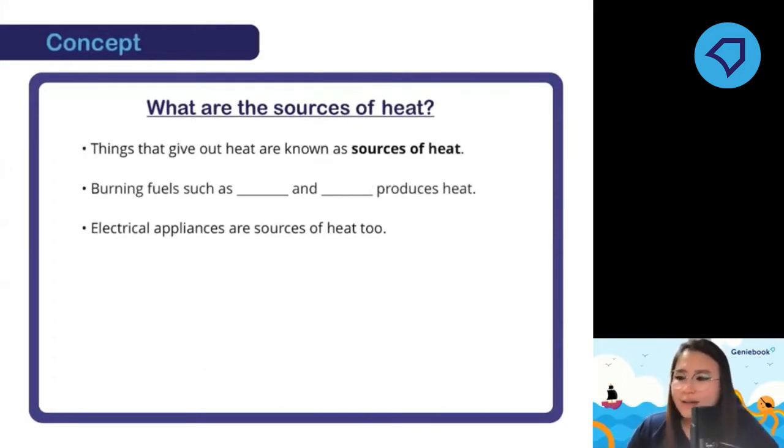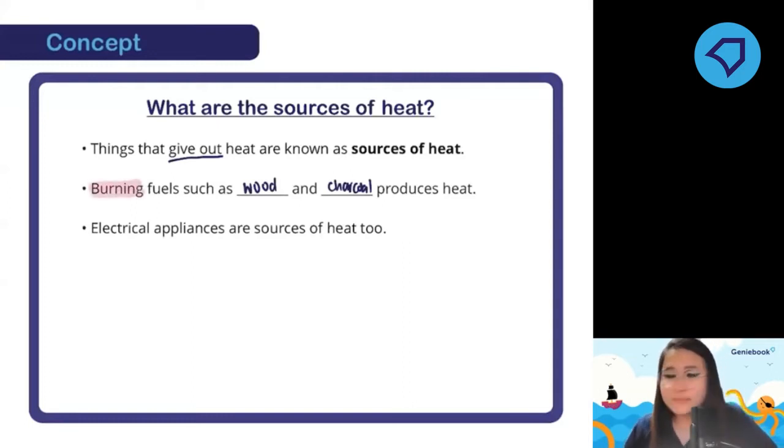Now, let's go back to here. What are the different sources of heat? What does source mean? Source just means things that are able to give out heat. There are plenty of things that can give out heat, and we can categorize them. First of all, we have burning fuels. Burning fuels such as what? What can we burn? We have things like wood, charcoal, oil, and gases as well. Very good. At home, when you're cooking, you can have a gas burner, and it's constantly putting out heat because it's burning. The process of burning actually gives out heat.